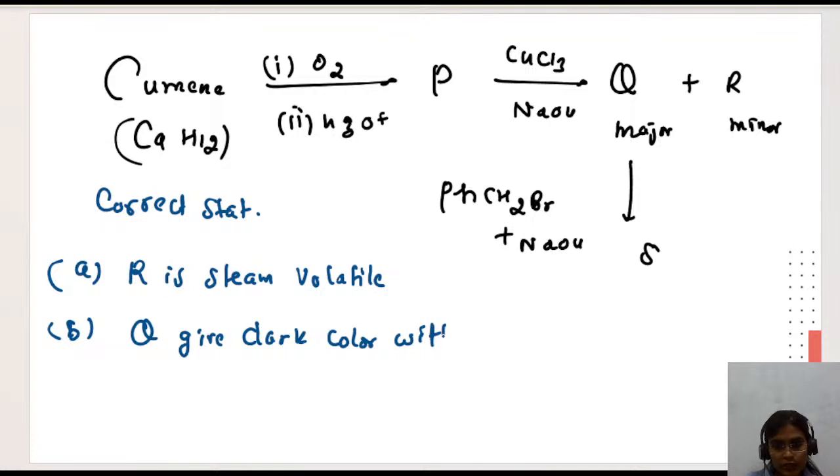Just wait. Just start with your question. Till then, I have to finish the statement. Just try to identify what is this P, Q, R, and S. So it's with 1% FeCl3 solution.